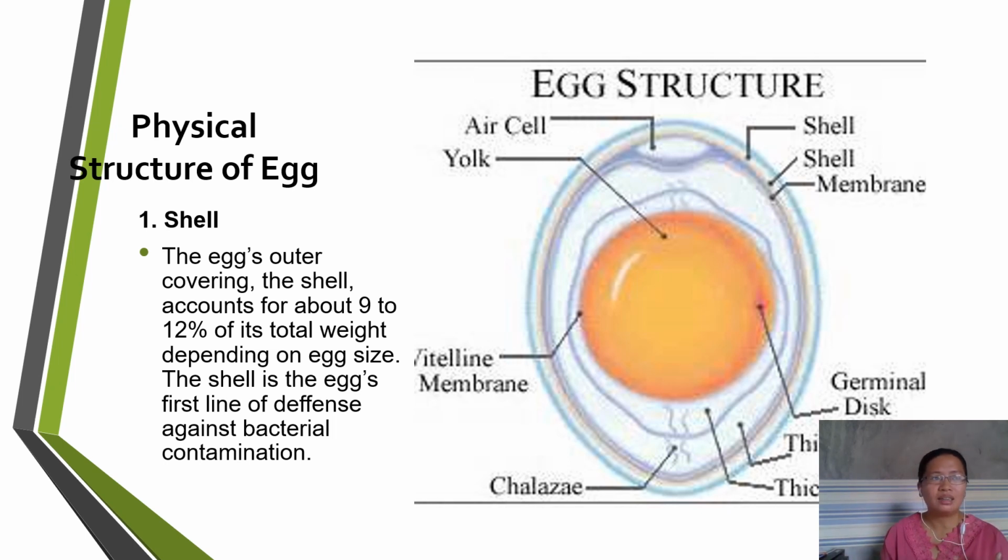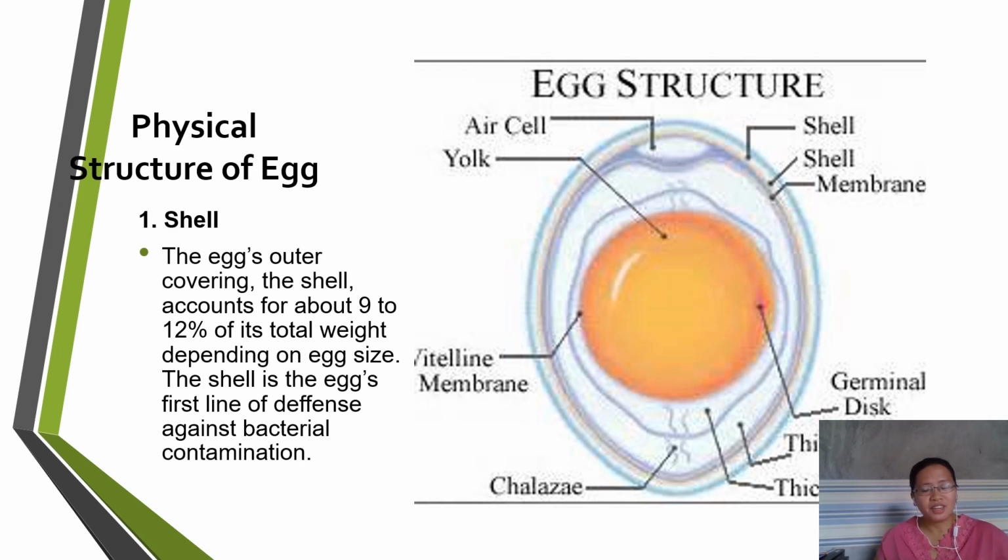Pero, not all eggs are color white. If you are able to go to marketplace or in groceries, meron kayong makikitang mga eggs na color brown. So, sabi nila, those are organic eggs. So, shell is the egg's outer covering. The shell accounts for about 9 to 12% of its total weight, depending on egg size. The shell is the egg's first line of defense against bacterial contamination.